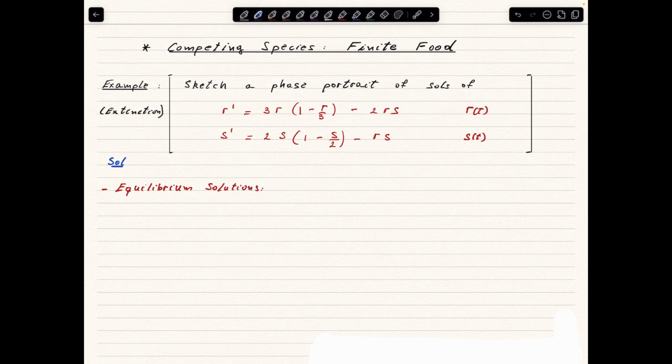Okay, so this is the same as critical points. Critical points are constant solutions of the equation. So if we look for constant solutions, this is going to be 0, this is going to be 0, and here are the equations we have.